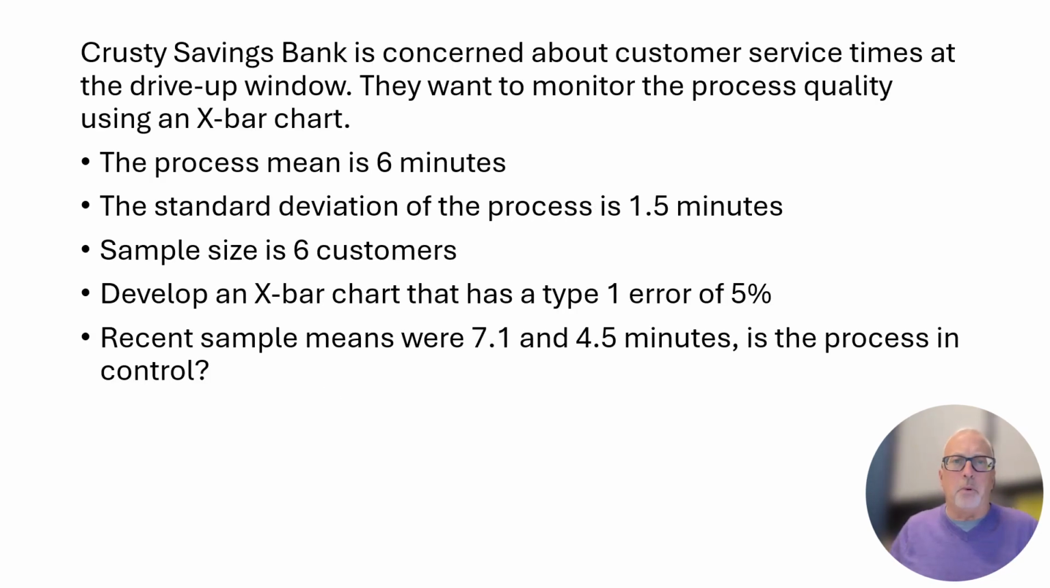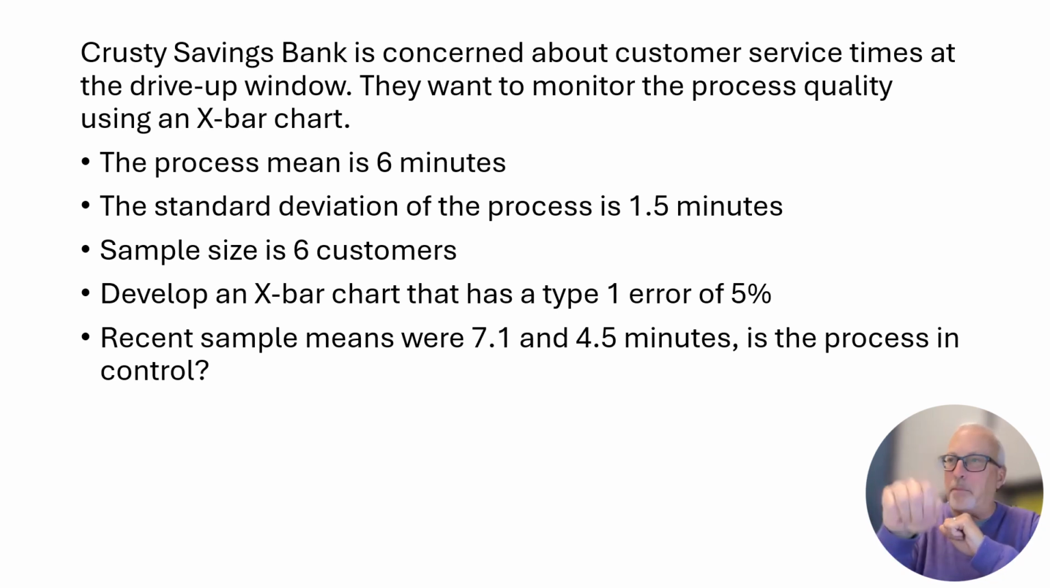So here's our example. Krusty Savings Bank is concerned about customer service times at the drive-up window. They want to monitor the process quality using an X bar chart. What a great idea. The process mean is 6 minutes. So now we know X double bar is 6. The standard deviation of the process is 1.5. So now we know sigma is 1.5. Sample size is 6, so n equals 6.